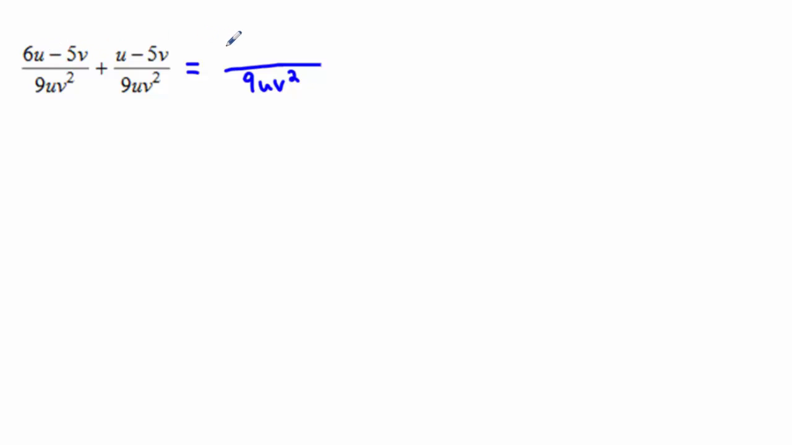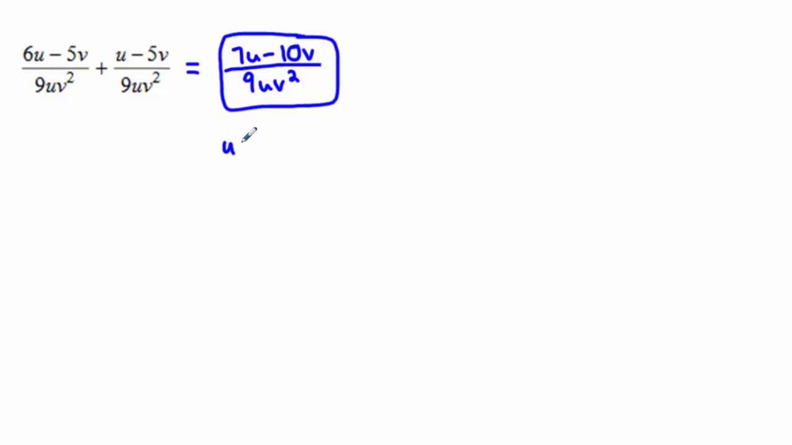So I'm going to have 6u plus another u, which gives me 7u, and then negative 5v plus negative 5v, which is negative 10v. Now, once we've added our numerators together and added all of our like terms, and in some cases distributed and things like that, I need to check to see if I can simplify. The only way I can simplify is if I can factor the top. So since 7u and 10v have nothing in common, I can't factor, which means this is my answer.